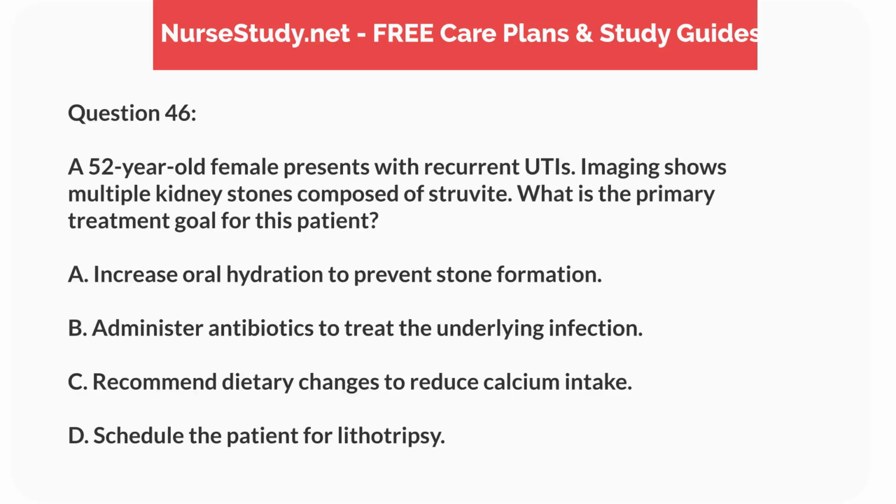Question 46. A 52-year-old female presents with recurrent UTIs. Imaging shows multiple kidney stones, composed of struvite. What is the primary treatment goal for this patient? A. Increase oral hydration to prevent stone formation. B. Administer antibiotics to treat the underlying infection. C. Recommend dietary changes to reduce calcium intake. D. Schedule the patient for lithotripsy.